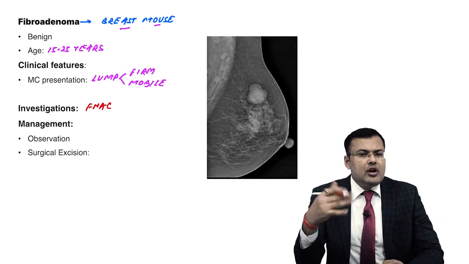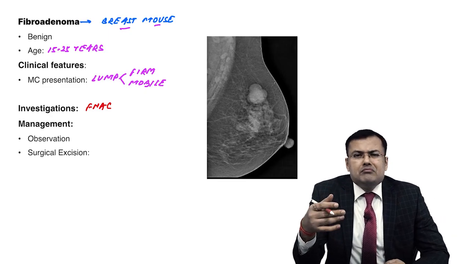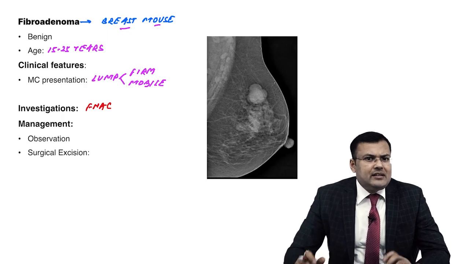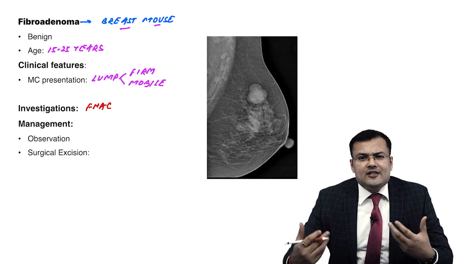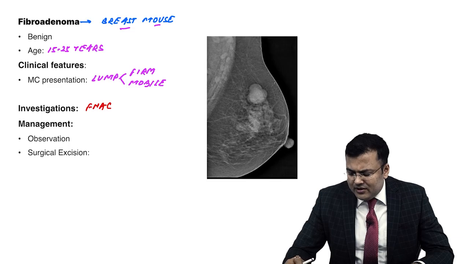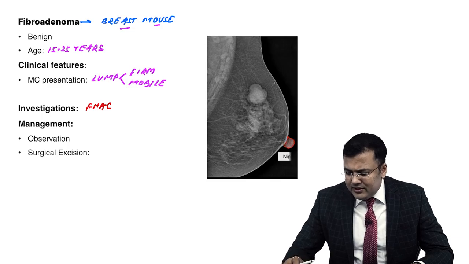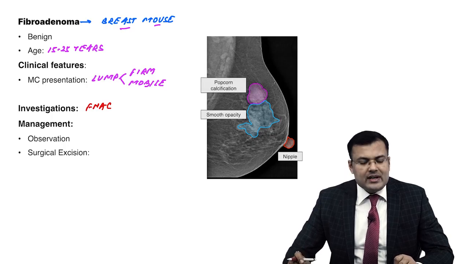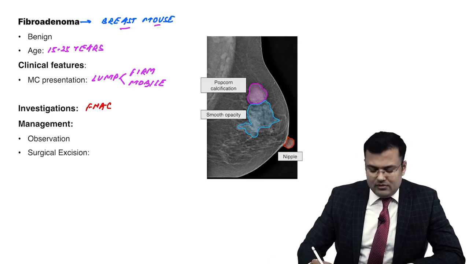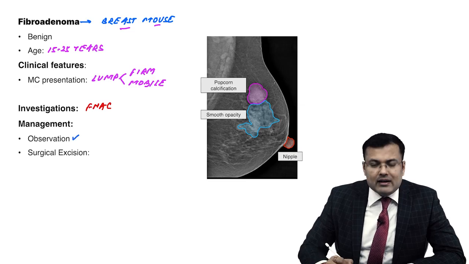Suppose you are going for mammography. Usually, we don't go for mammography if the age of the female is less than 35. Why? Because the breast is dense and glandular. But suppose you go for mammography, you can see in this image there is the nipple, which is normal. You can see a smooth opacity, and you can see popcorn calcification, right? So in the majority of cases, you know that yes, it's a benign tumor. So what we advise is just observation.